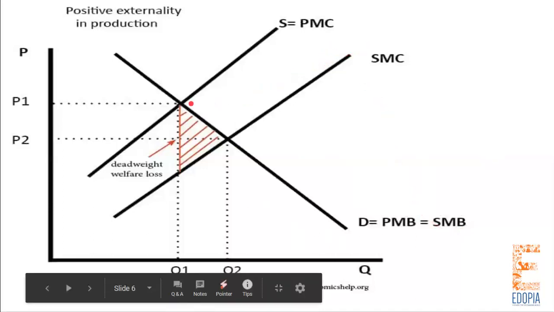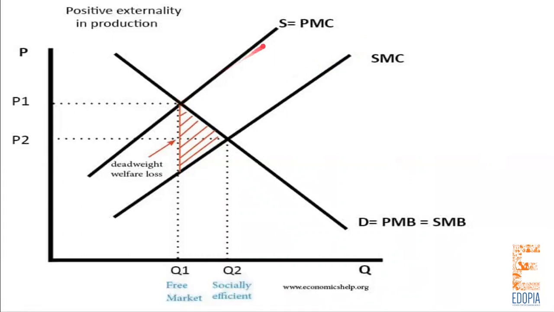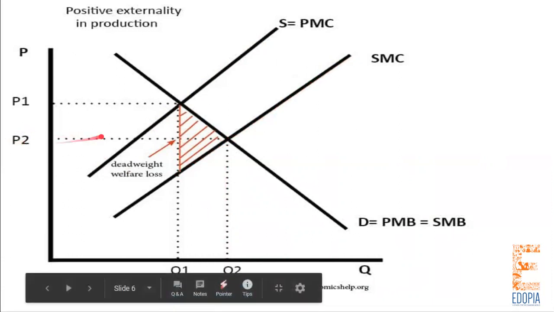Whereas, as we see in the positive externality, we underproduce or underconsume a particular product, so we'll be producing at this point. Whereas, if we would have considered the social benefit of it, the external benefit would have been considered, then it would have been somewhere here. So, finding the equilibrium point, we would have gone up, and this would have been our new equilibrium, Q2 and P2.